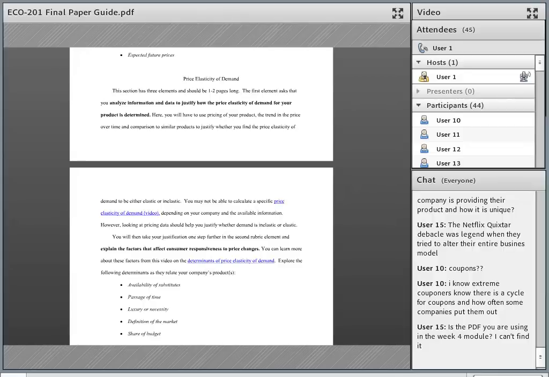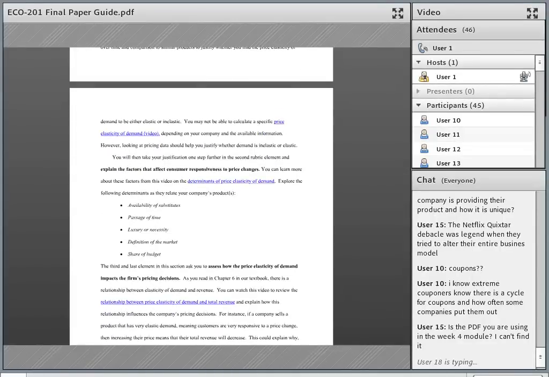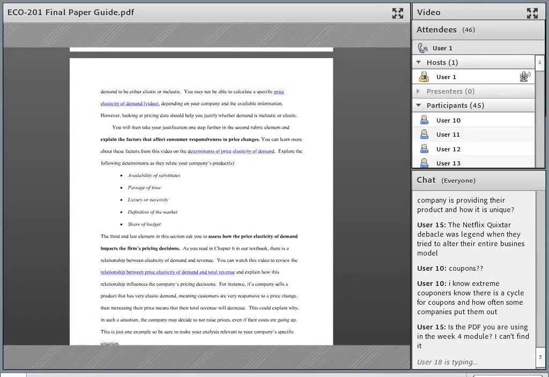So when companies offer coupons on their chicken nuggets or on their cheese or their cereal, they're trying to get you to pick their particular product out of all the food products you have to choose from. So this is where we go into the definition of market, and that's one of the determinants. That's actually a good segue.